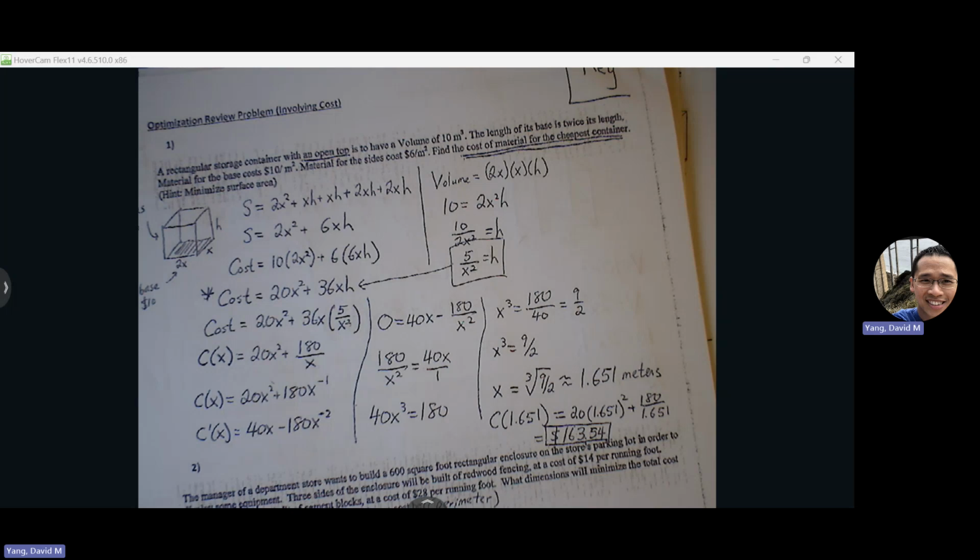Another way we can use the surface area and volume equation. Exactly, to find a variable and then plug that into the other one. Exactly, yeah. But the problem that you're going to see is most likely going to be cost. Looking for that optimal cost. Why don't we do the mean value theorem and extreme value theorem?